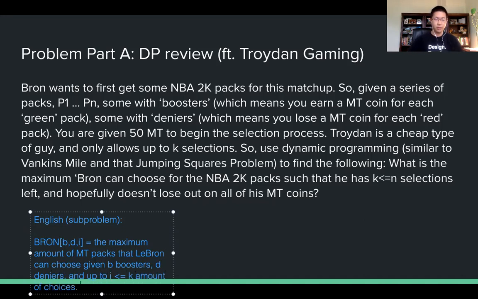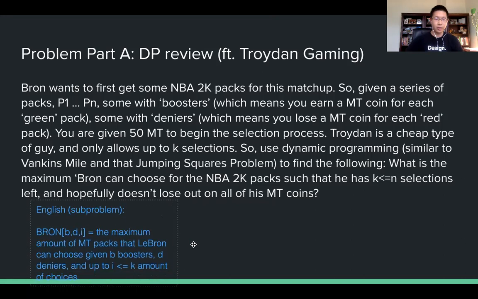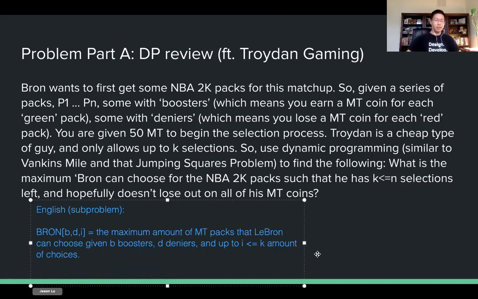So this is also another form of dynamic programming solution in that you have a maximizing solution. You have a maximizing solution here. So I'll make it a little bigger, easier for you guys to see. So it's Bron, B, D, and I equals the maximum amount of MT packs that LeBron can choose given B boosters, D deniers, and I less than or equal to K amount of choices.